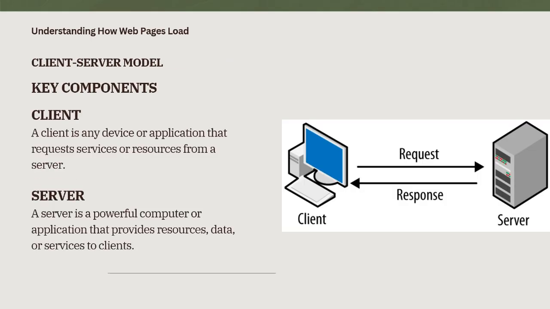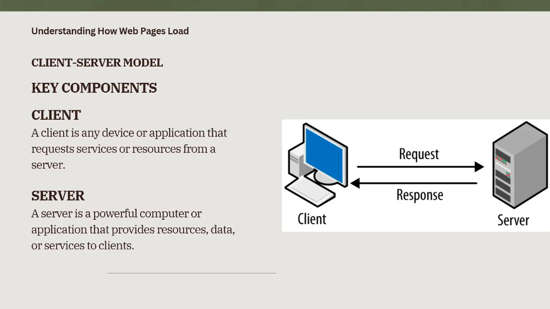So some key components in the client server model. We have the client and then we have the server. A client is a device or application that requests services or resources from a server. Examples of a client are browsers. So they request services. You input your request into the browser and then it requests it from the server. A server is a powerful computer or application that provides resources, data or services to clients.